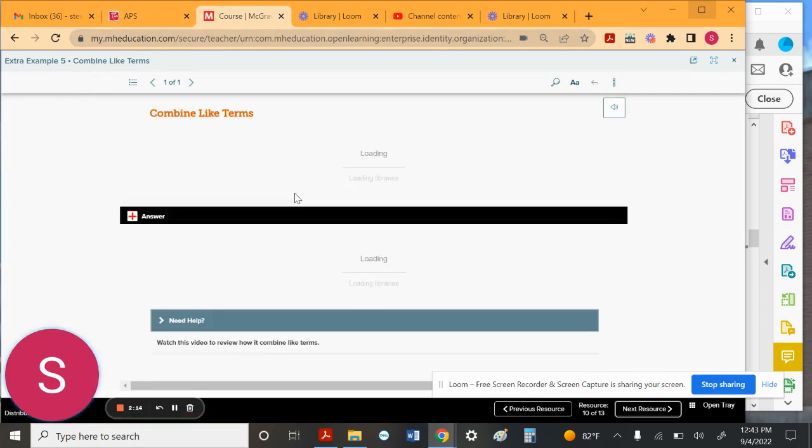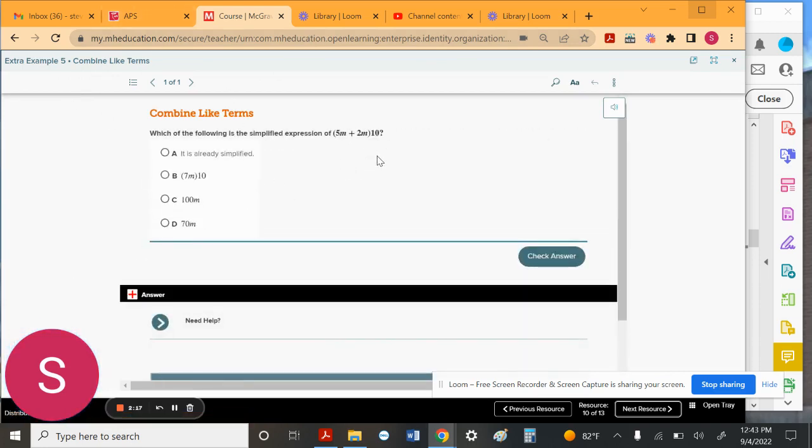Combining like terms. So now trying to simplify, which is really combining like terms. When we're simplifying a problem, we would multiply the 10 through. We can do it two ways. We can either add these two together first and then multiply, or we can multiply and then add. So 7m times 10, I can add those two up, and then I get 70m. So simplified would be doing all the steps. So 70m would be simplified, even though it looks like B might be correct.